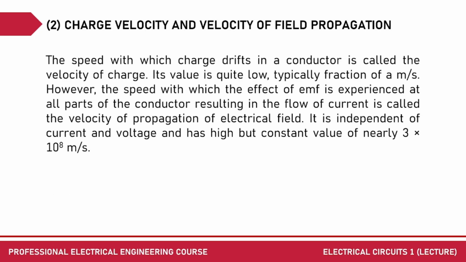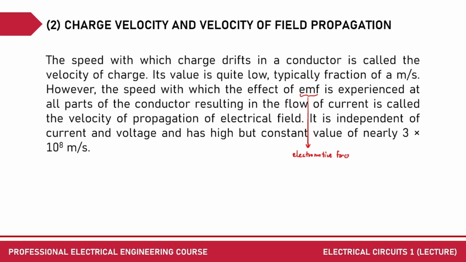Now, the charge velocity and the velocity of field propagation. The speed with which charge drifts in a conductor is called the velocity of charge. Its value is quite low, typically a fraction of a meter per second. I hope that by this time you're imagining that it's the flow of electrons, that there are electrons flowing through the conductor. However, the speed with which the effect of EMF is felt, the electromotive force, is different.